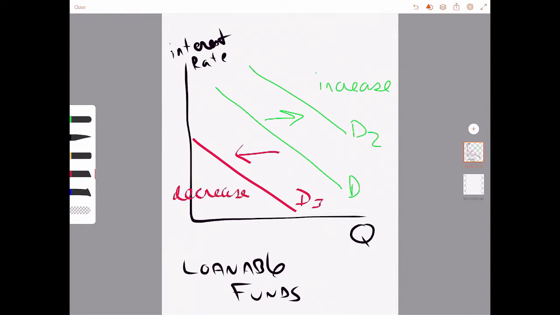And that's shown by a shift to the left. So just like we've always seen, a shift to the right is an increase, a shift to the left is a decrease.